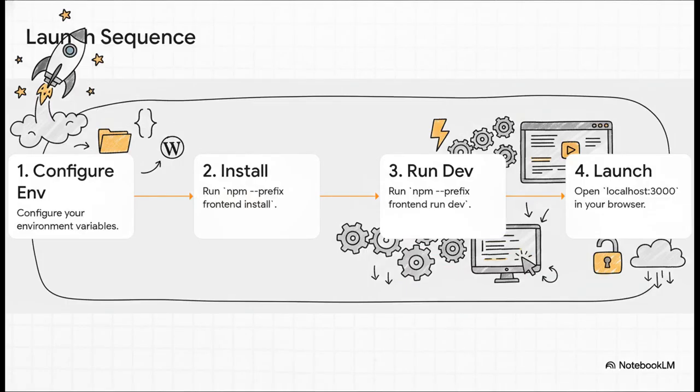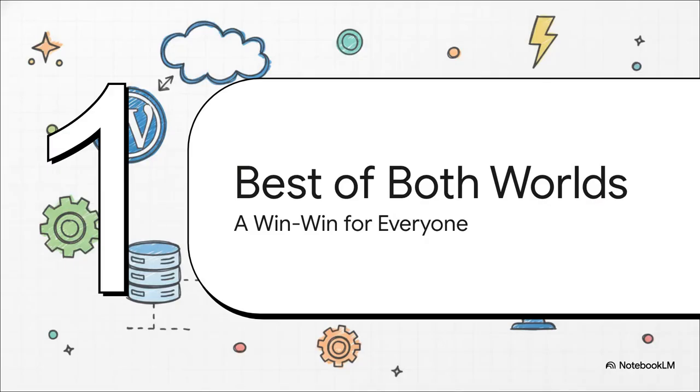And now for the launch sequence. It's just 4 little steps. 1, you configure your environment variables. Basically just tell the starter kit where your WordPress site lives. 2, you run the install command to grab all the dependencies. 3, you run the dev command to fire up the server. And 4, you open your browser to localhost 3000. Boom, you're now running a headless WordPress site on your machine. It's just incredibly simple.